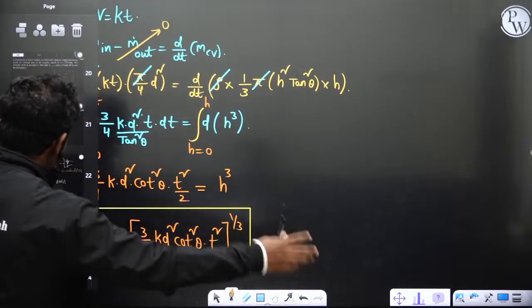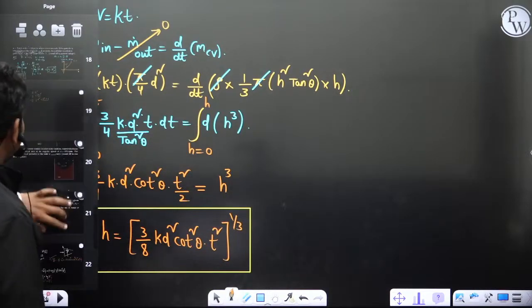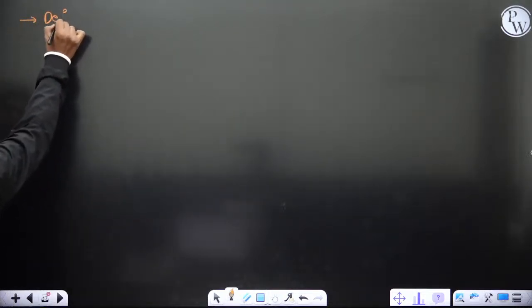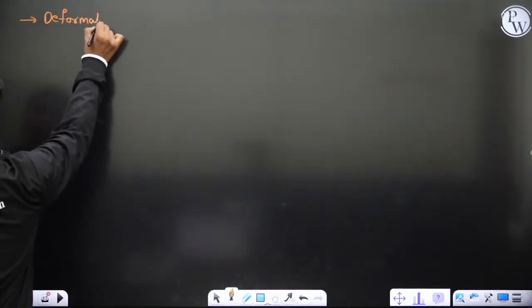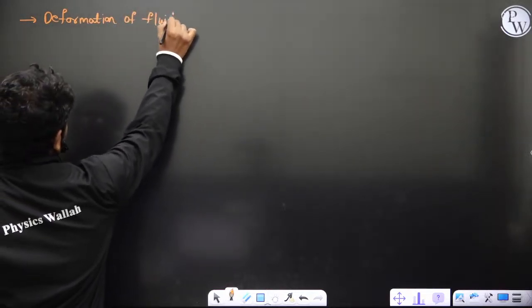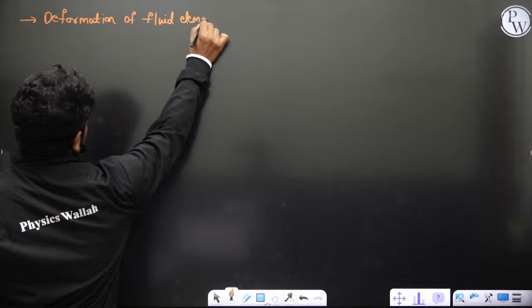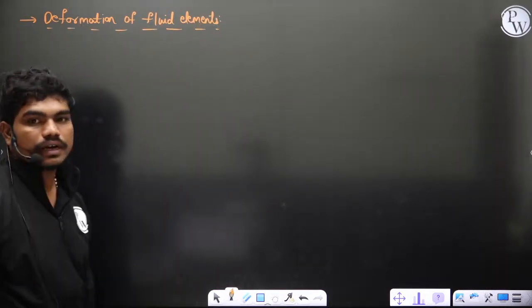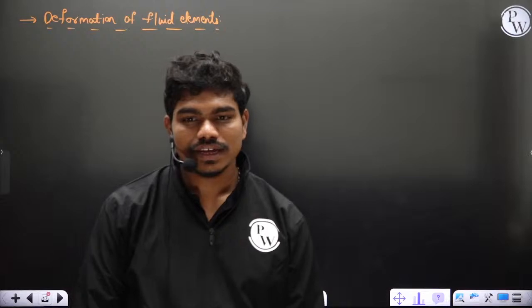So this is the question, basically one question, which again is a nice question. So now, deformation of fluid elements. Deformation of fluid elements. Okay, yeah.